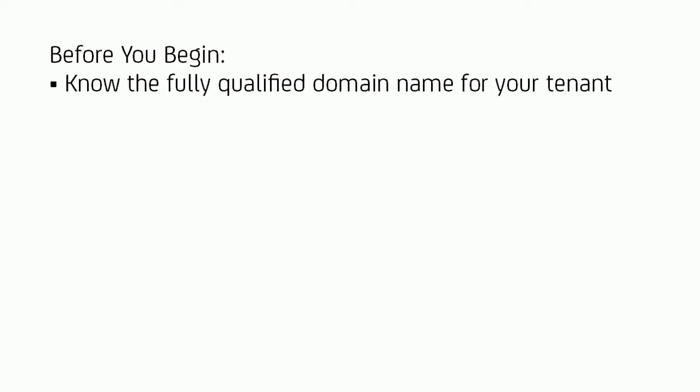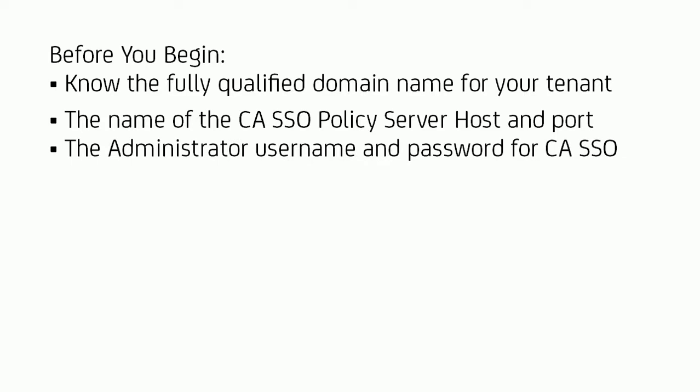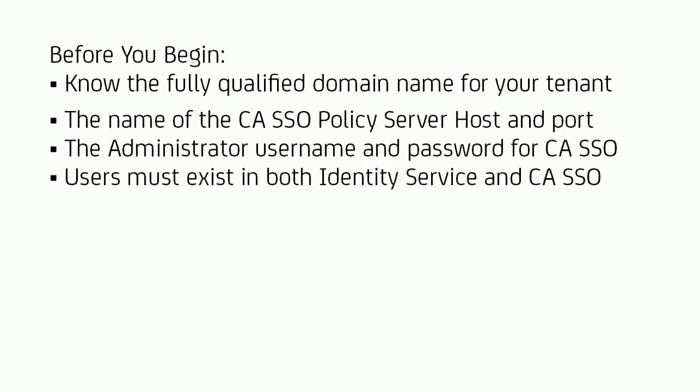But before you begin, there's a few things you have to know and prepare for. Know the fully qualified domain name for your CA Identity Service instance for your tenant, such as your prefix.security.com. The name of the CA SSO policy server host, as well as the policy server port. And the administrator username and password for CA SSO. And finally, users must exist in both Identity Service and CA SSO.